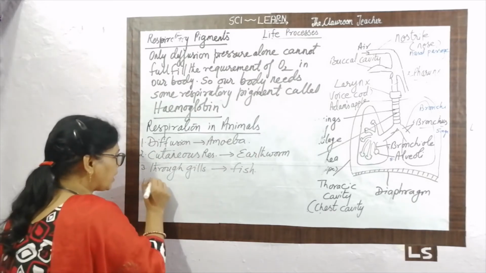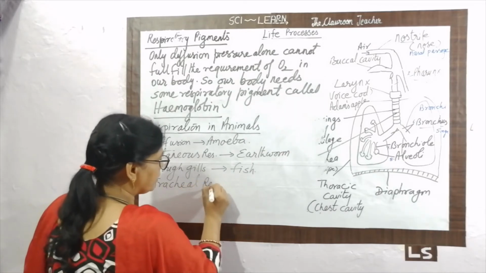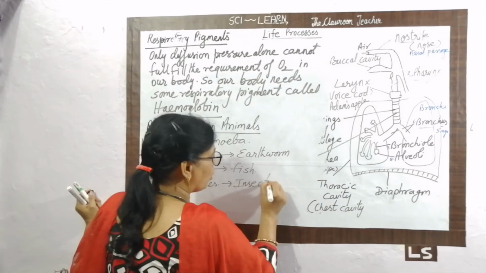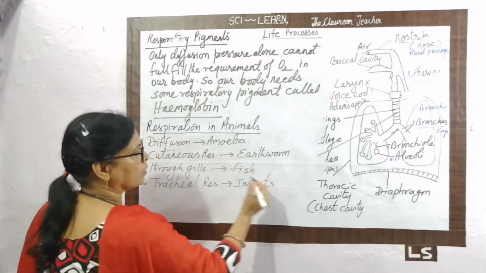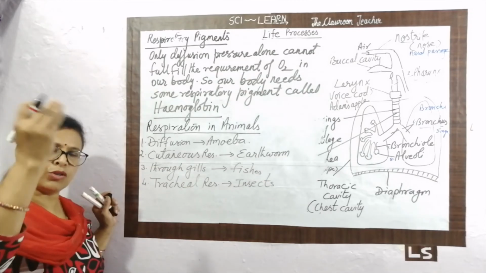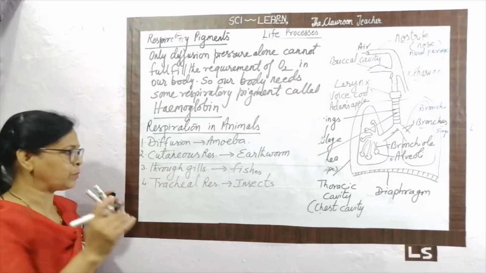Now one more type of respiration is called tracheal respiration. Tracheal respiration is present in insects. Trachea is a small pipe-like structure which is present in the outer wall of their body, and that helps in the process of respiration.